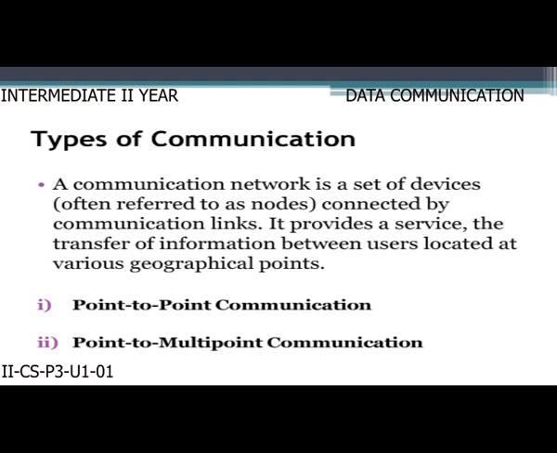Coming to the next topic in this unit, types of communication. A communication network is a set of devices, often referred to as nodes, connected by communication links. It provides a service, the transfer of information between users at various geographical points. There are two types of communications. First is point to point communication, second is point to multipoint communication.